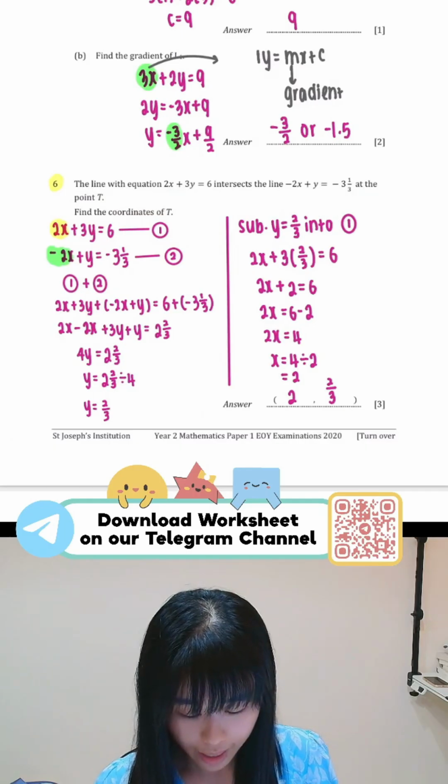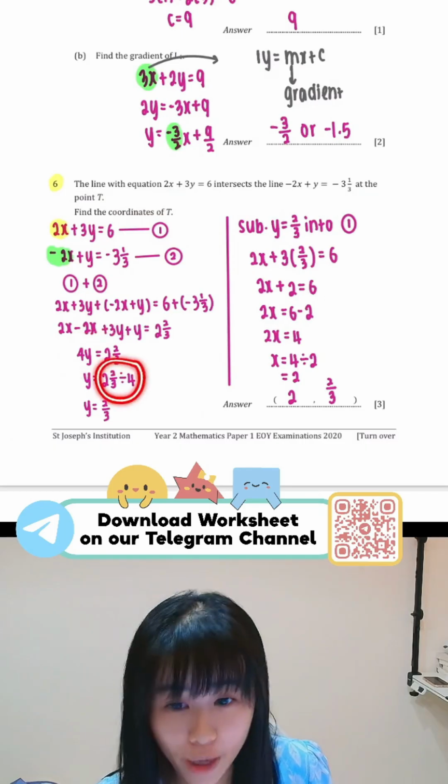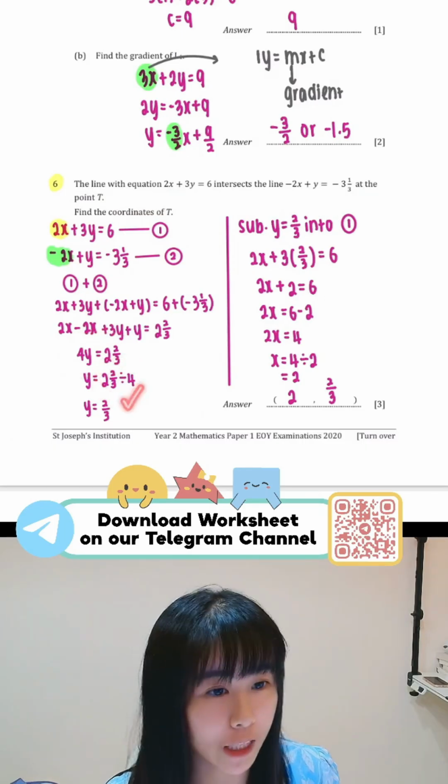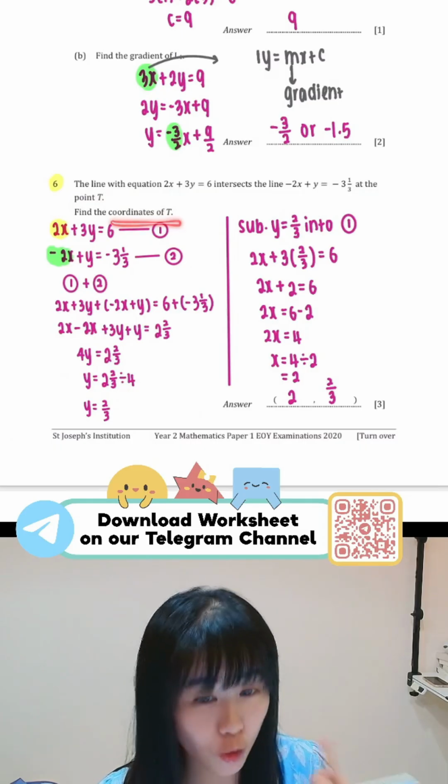Then you will get 4y is 2 whole and 2/3. So to get 1y, you take 2 whole and 2/3 divide by 4. Then you key in the calculator, you get 2/3. After you find the y, because they ask for coordinate, you must find your x.